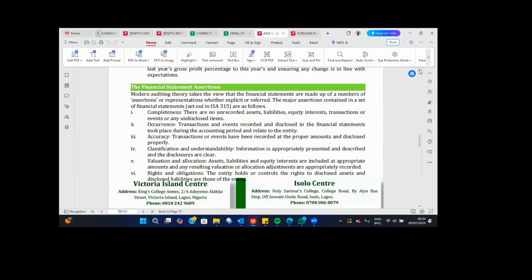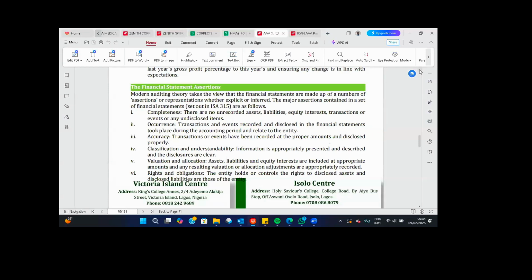Valuation and allocation is another one that relates to the assertion based on account balances that states that all assets, liabilities, and equity interests are recorded at appropriate amounts, and any resulting valuation or allocation adjustments are appropriately recorded. What are we talking about here? We are testing IAS 36 impairment. It states that as an organization, you must test your assets at least once a year against impairment. So when you have impairment, you need to make adjustments and write it where it's supposed to be. That's what we are talking about under this.